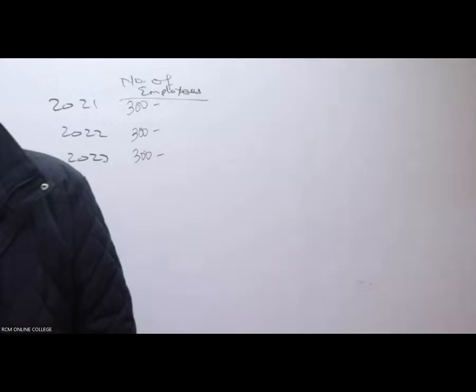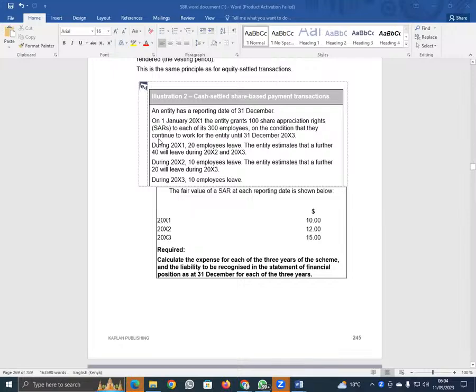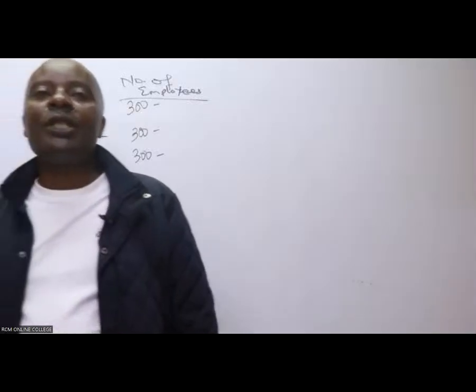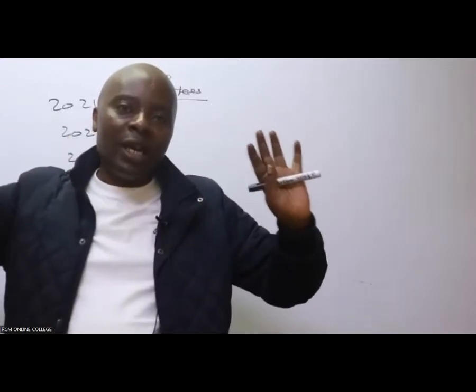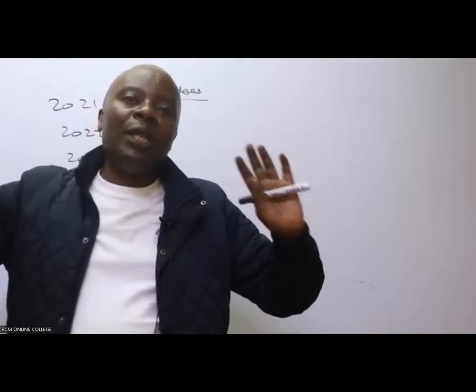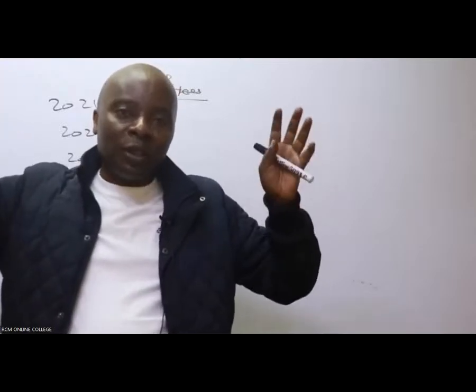What have they told us, ladies and gentlemen, about 2021? So they're telling us in 2021, 20 employees leave. And then the entity estimates that a further 40 will leave in 2022 and 2023. Remember, ladies and gentlemen, your work as an actuary here is to estimate overall over the vesting period how many guys will be left. How many will be leaving over the 3-year period? Those are the ones who will remain in the company.